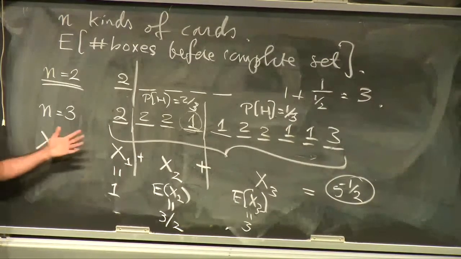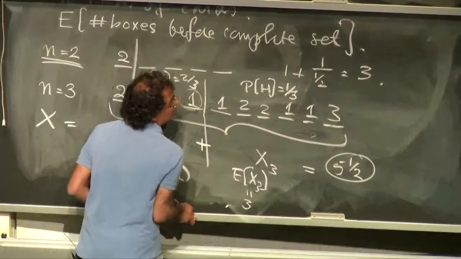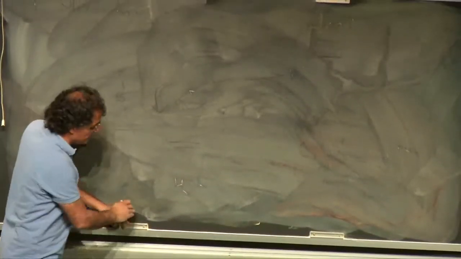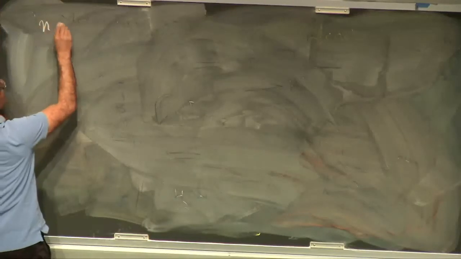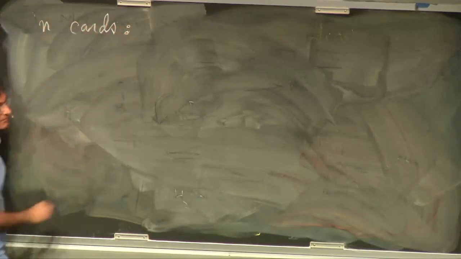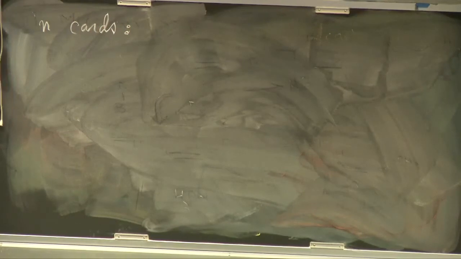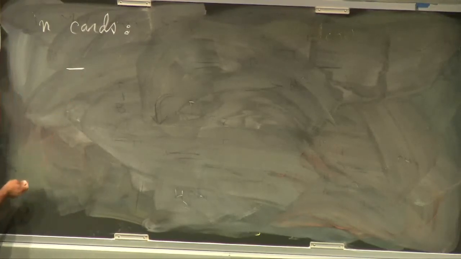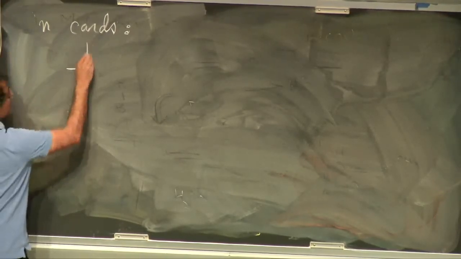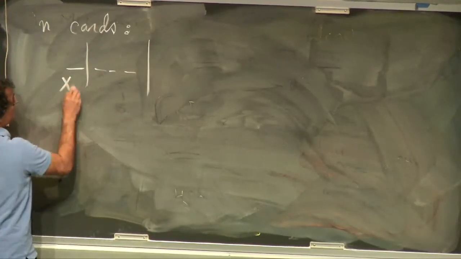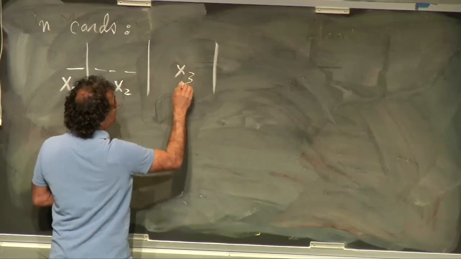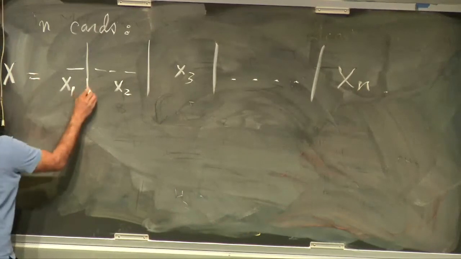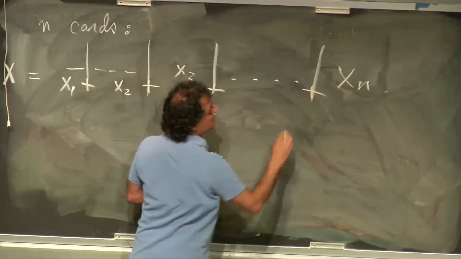So now let's just do this calculation in general. So what if we have n? So suppose we have n cards. So how long do we have to wait till we see all n? Well, we do the same thing. We say, well, the first card, it's always something new. Okay, and then we wait until we see the second card, so that's x1, x2, x3, and so on, up to x sub n. X equal to x1 plus x2 plus up to x sub n.